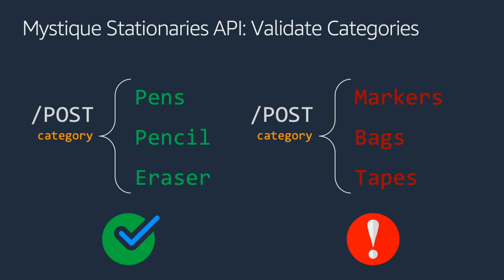So if it is not within those 3 categories, then just blindly reject them and send them back in response saying that this is not within the category of items that we maintain. Just go ahead and submit a new request. So how do we do this in API Gateway?